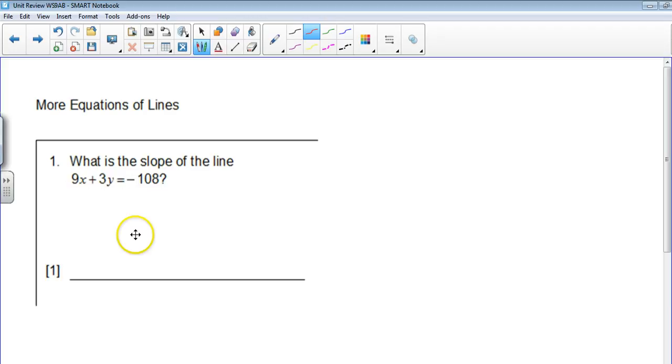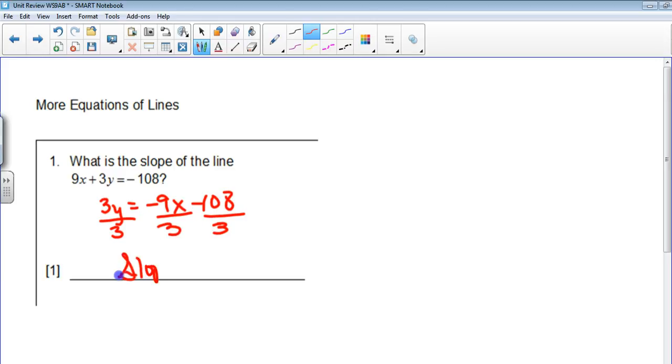How would we figure out the slope here? Okay, if we subtract the 9x over to the other side, do we know the slope right now almost? Yeah. We don't even need to simplify all this mess. What's the slope? Yeah, this reduces to a -3, so the slope is -3, which you really don't have to label. Just write -3 on that blank. Okay? Any questions on that?